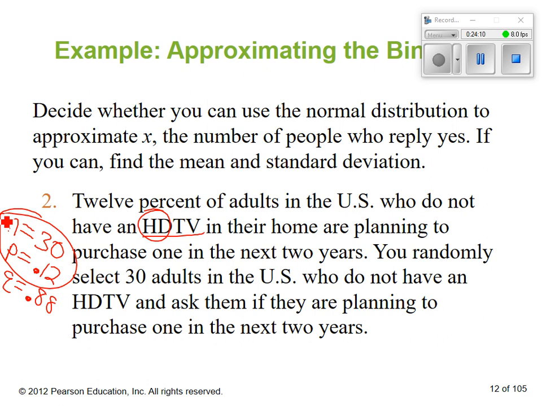Not greater than 5. It's not greater than 5, so can we do the approximation on this? No, but we still can find the mean. What did you come up with when you multiplied those two? 3.6. That's the mean. And we can still find the standard deviation, which is just 3.6 times 0.88, and then take the square root of that number.